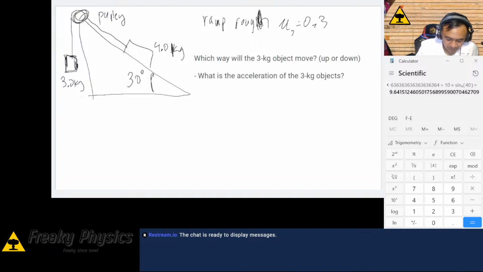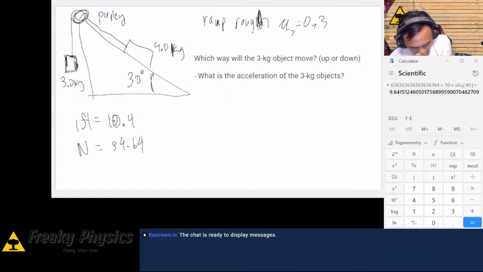You probably got this. The F, I'm not going to put the sign, I'm just going to put the absolute value, right? 10.4. And then your N, you got that as 34.64, right? Yes.